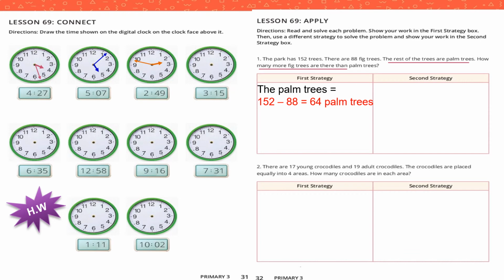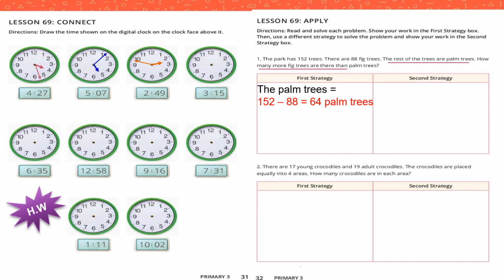Okay, 152 the total. And I have some of them, 88 of them, figs. How can I find the rest? The remainder, I will subtract them. I will find 64. You can solve it any way. We solved it many times in grade 2 and grade 3. You can put them horizontally. You can subtract ones and tens, and don't forget to borrow or regroup, okay? So I have 64 palm trees.